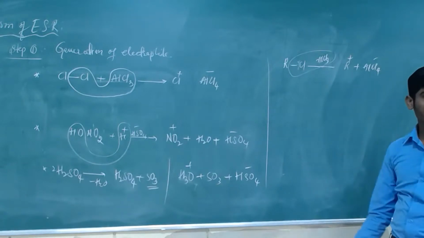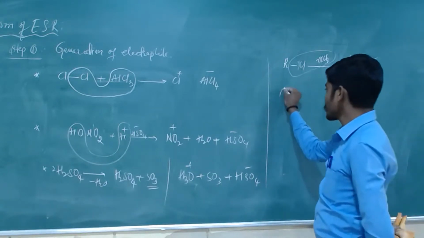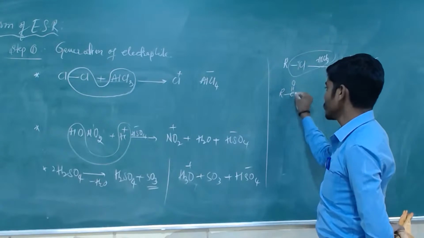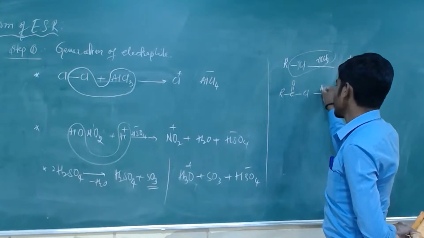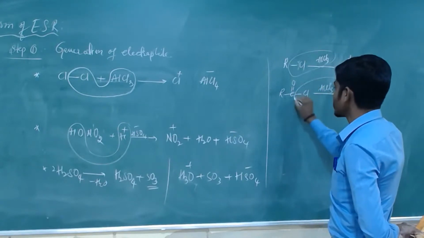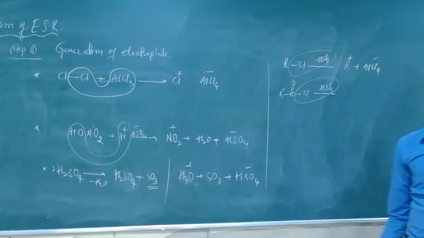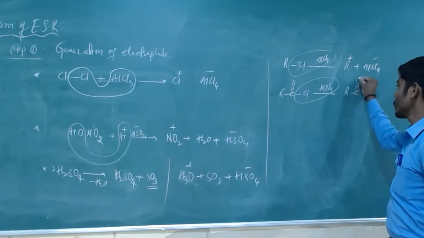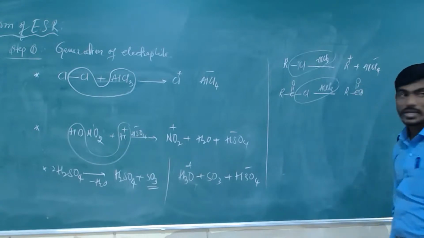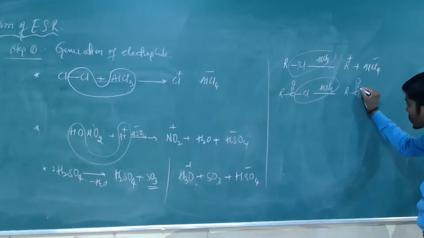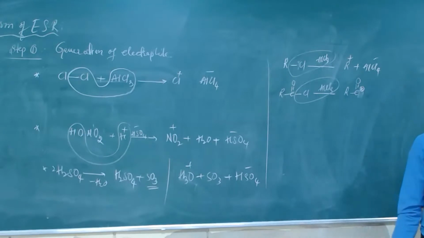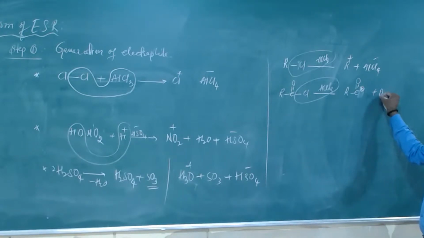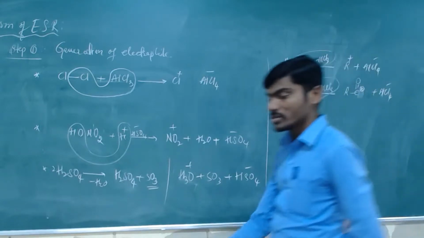Yes, AlCl4 minus. Acylation reaction: RCOCl in the presence of AlCl3. The Lewis acid which carries the halogen gives RC double bond O plus. The carbon carrying the plus charge, plus AlCl4 minus. This is the first step.